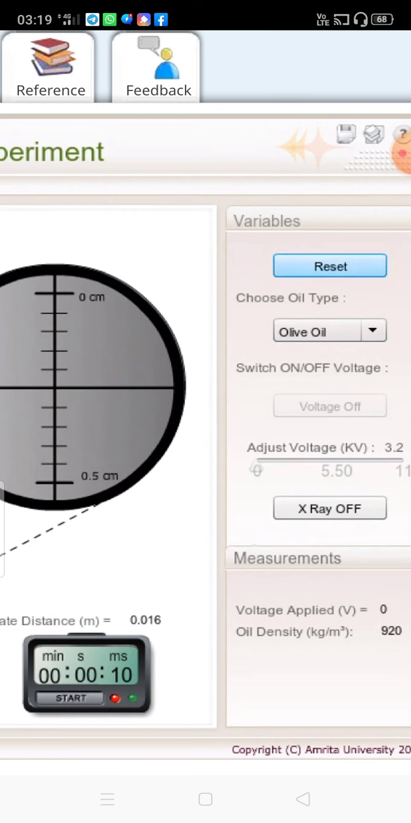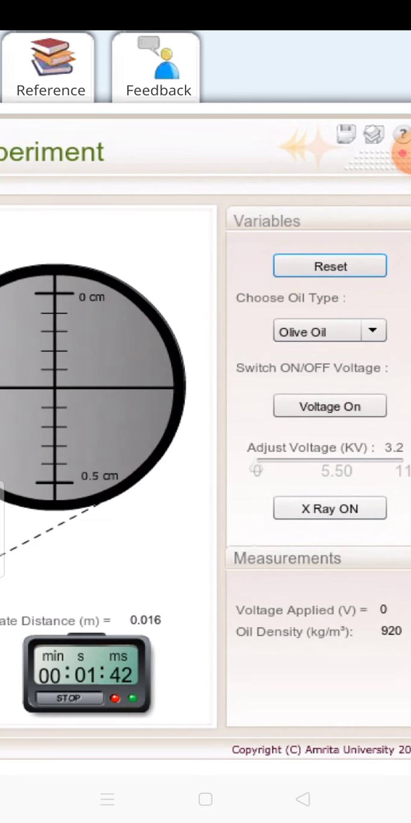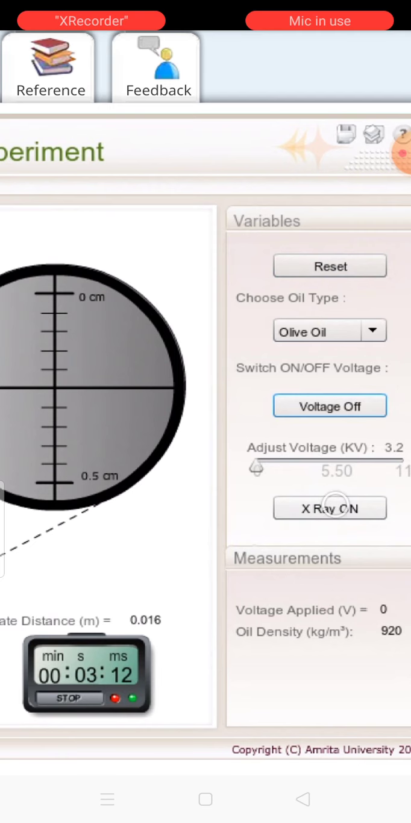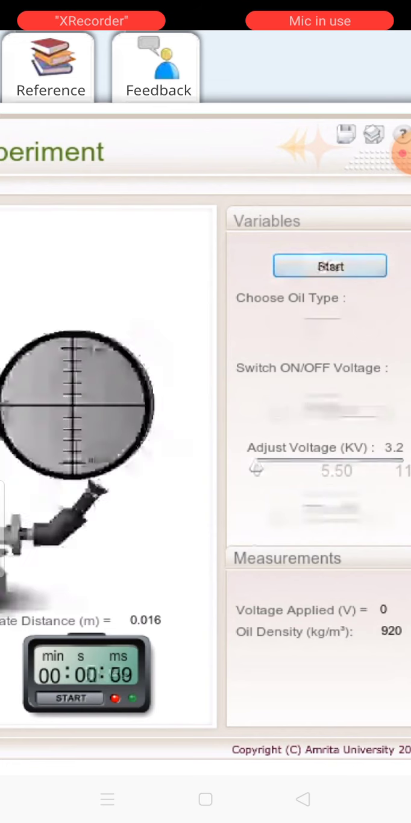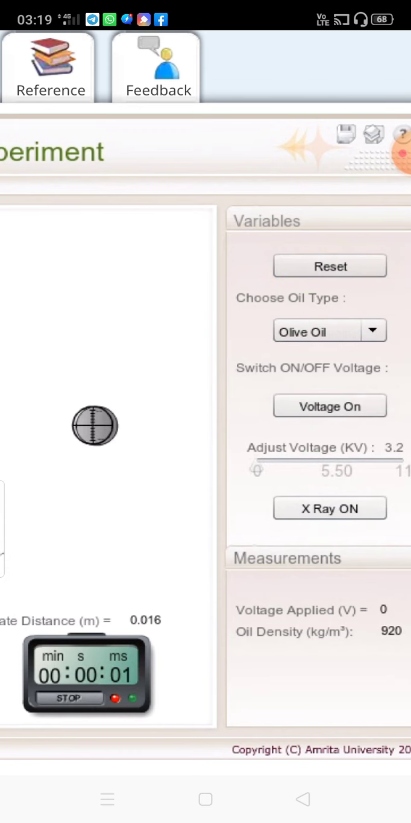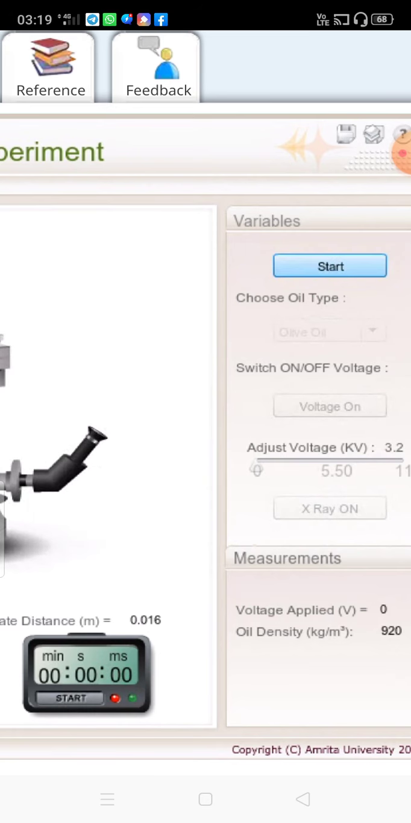Again reset, start, voltage on, voltage off, and X-ray on, X-ray on, stop the clock, X-ray on, restart, start, reset, start.